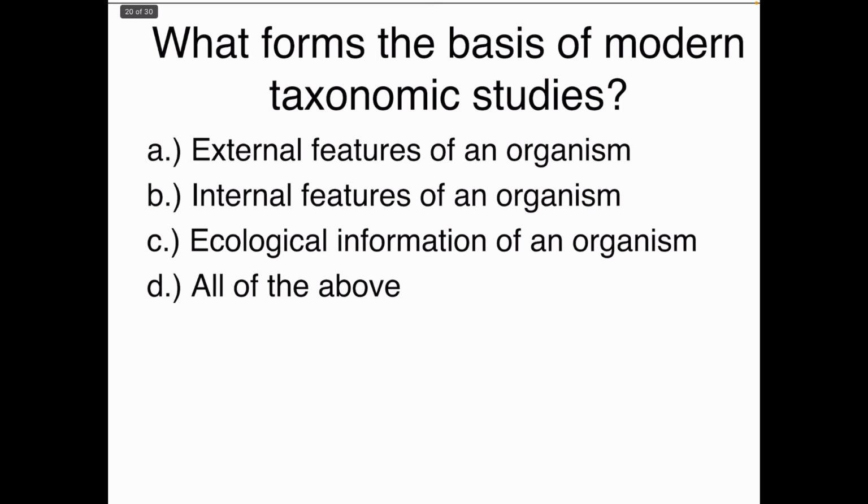What forms the basis of modern taxonomic studies? Option A, external features of an organism. Option B, internal features of an organism. Option C, ecological information of an organism. And option D, all of the above.